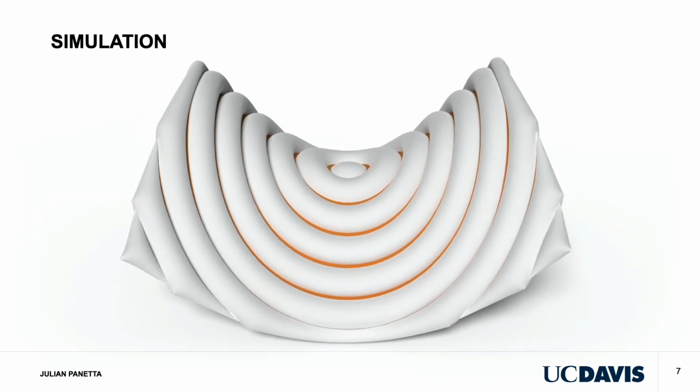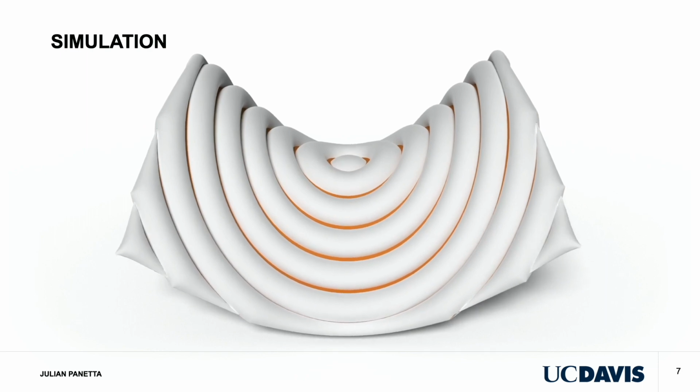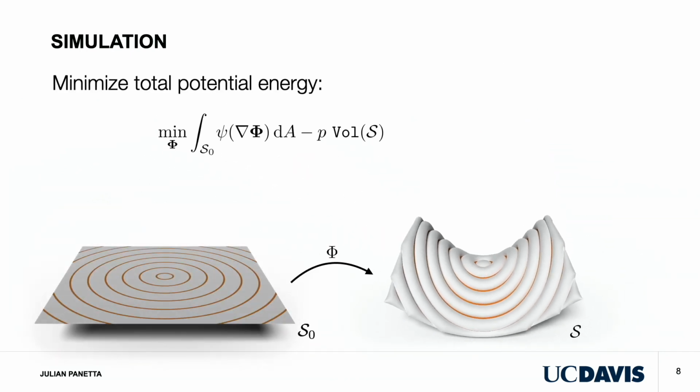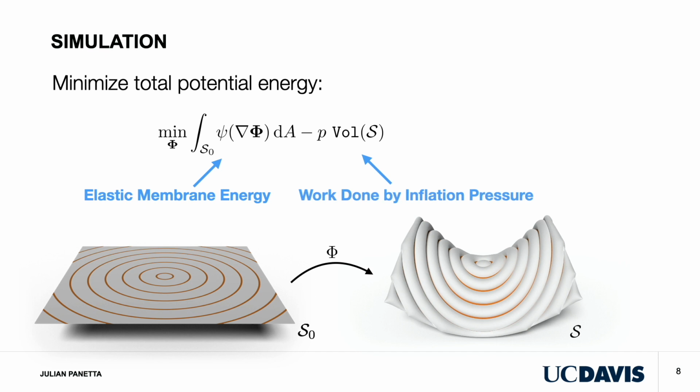An essential prerequisite of our design algorithm is to accurately and efficiently simulate the inflation process to evaluate candidate designs. We pose the simulation problem as a minimization of a total potential energy that incorporates the elastic potential energy stored in the fused sheets and the work done by the pressure forces. For the elastic energy term, our sheet's extreme thinness allows us to neglect bending forces, retaining only a membrane energy term described by an energy density function, psi.